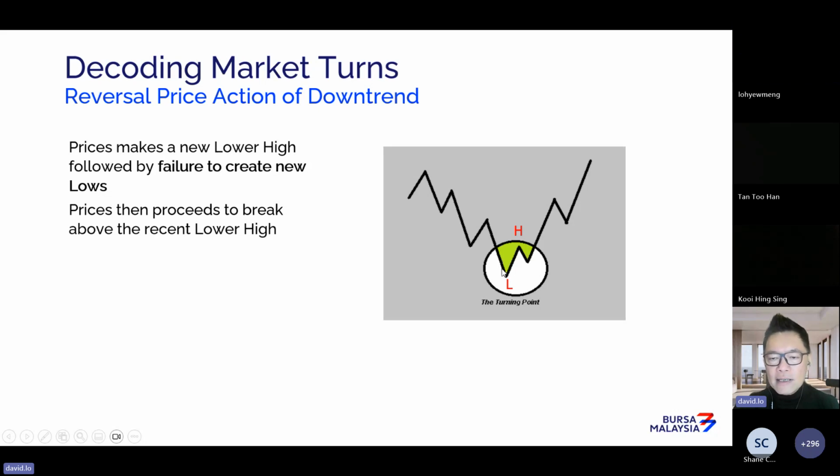Like you do this turn, okay? What it does is, it creates a low, then it goes and creates a high, a lower high like the previous one. And then the magic move is here. The magic move, it doesn't go down and break the low, right?